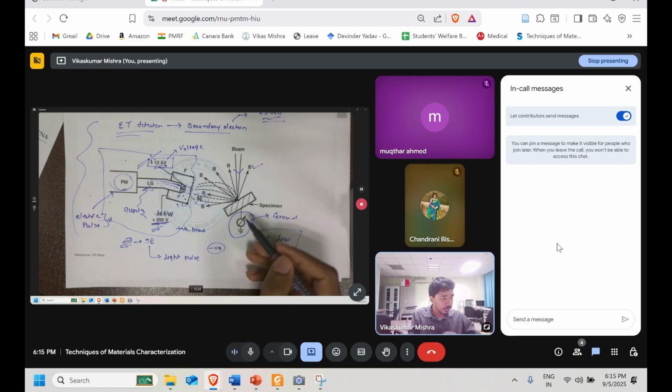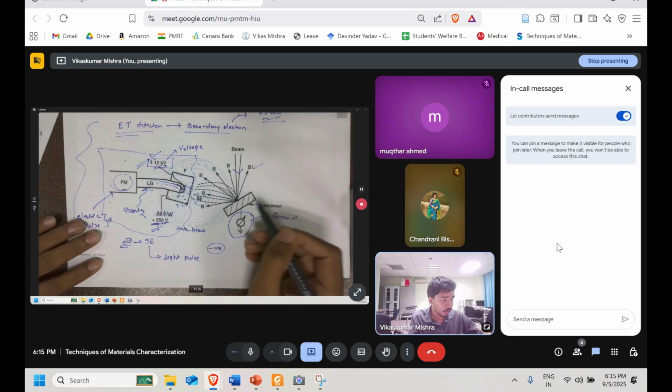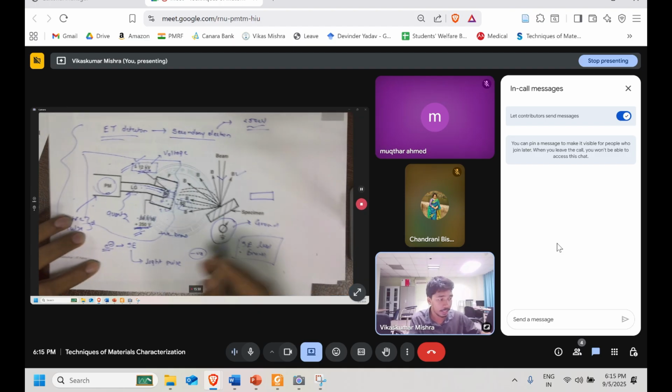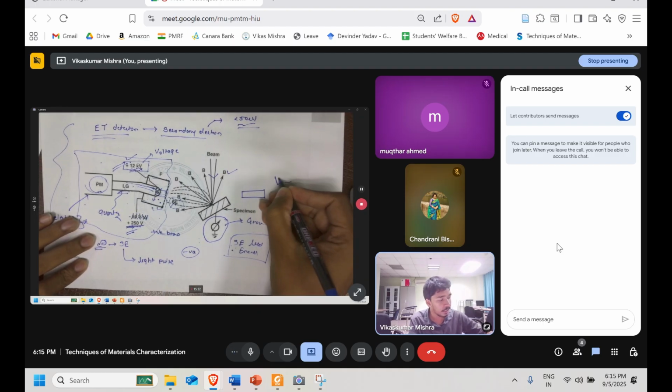Even though we have the provision to tilt, we are not tilting it. So this is not a tilted specimen, we are just keeping it as it is. And the detector is at a certain angle. Now it will collect the electrons.